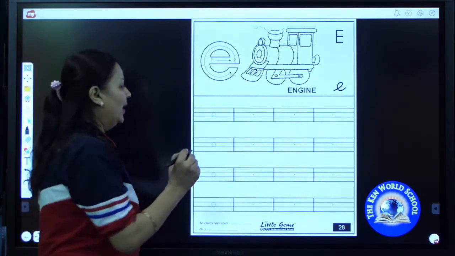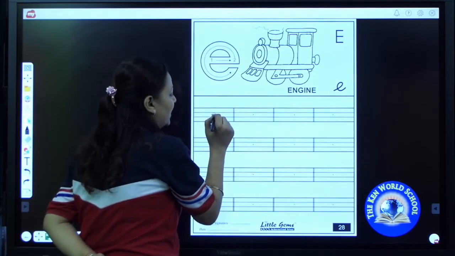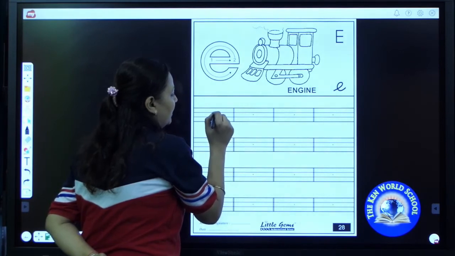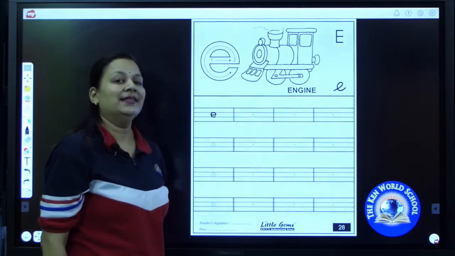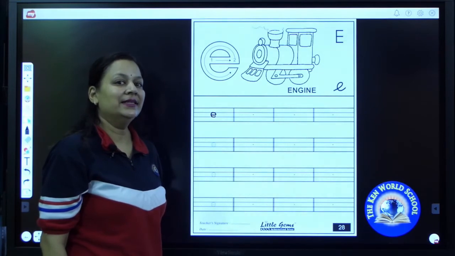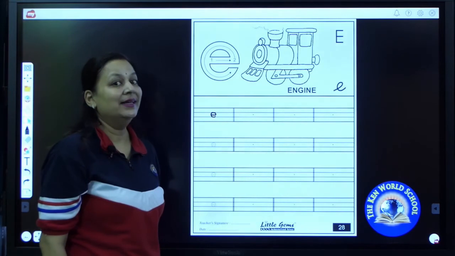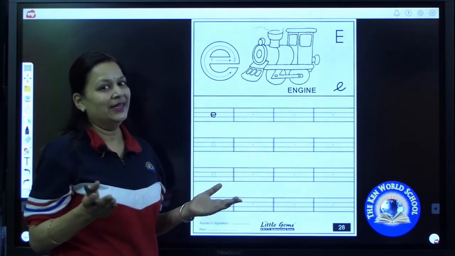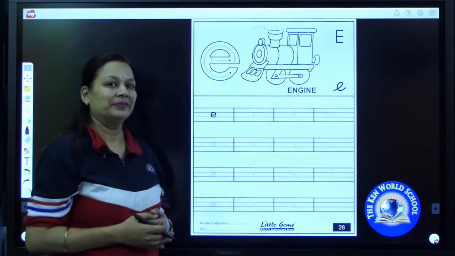Okay? Now I am going to put my pencil between the middle line and the base line. Draw a sleeping line, go up, make a curve till base line. E. E says eh. E as in engine. Now it's your chance to write letter E in your files.